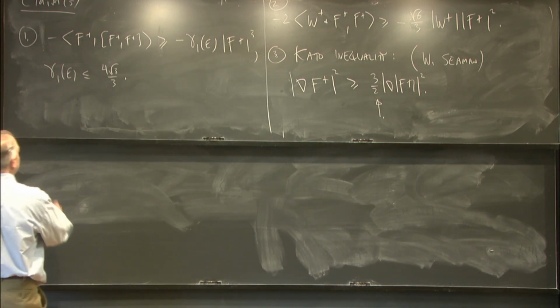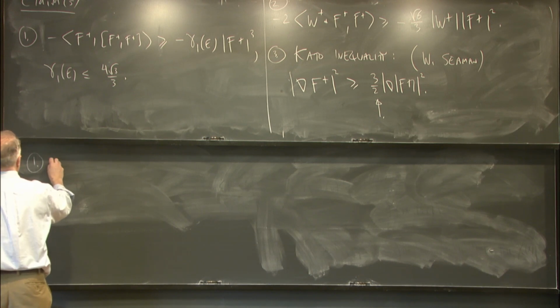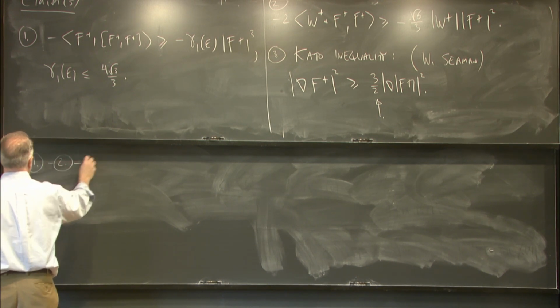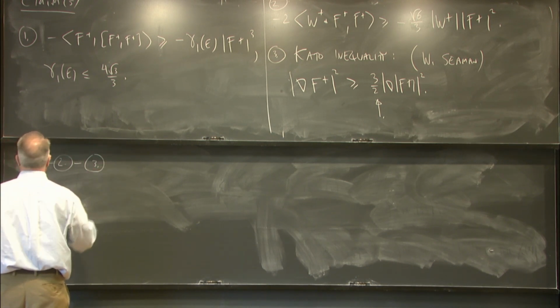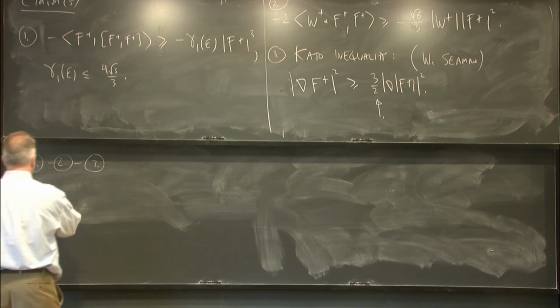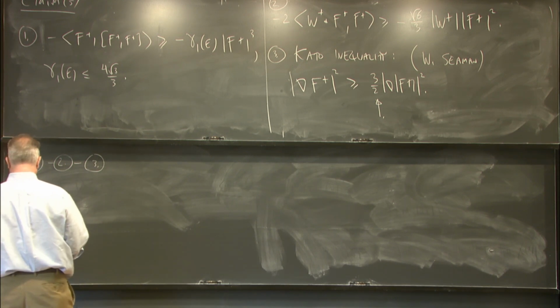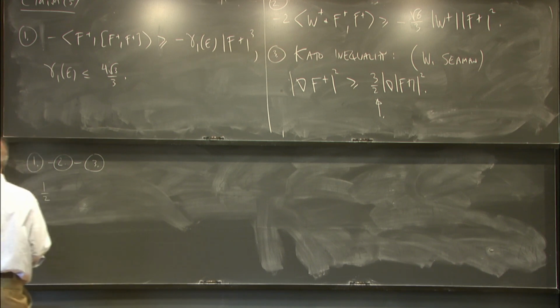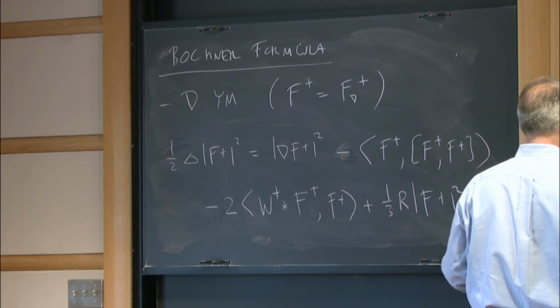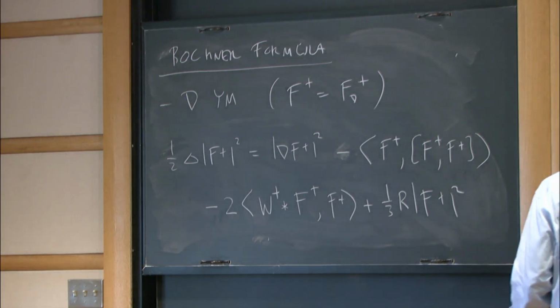Okay, so if you put it all together, 1, 2, 3, plug it into the Bochner formula, what do you get? So you get the following. Well, actually, all right, I don't want to skip steps.